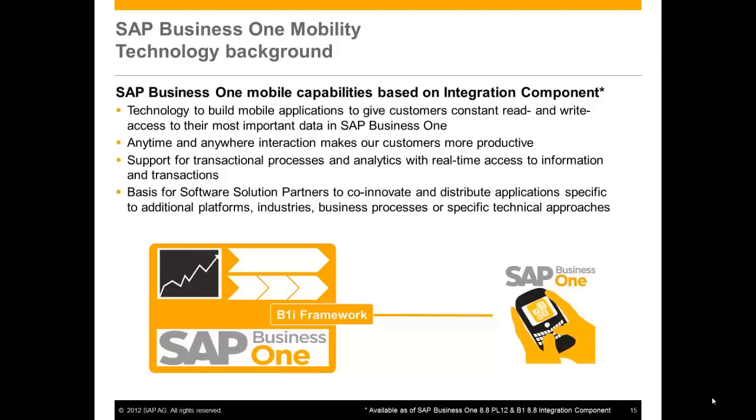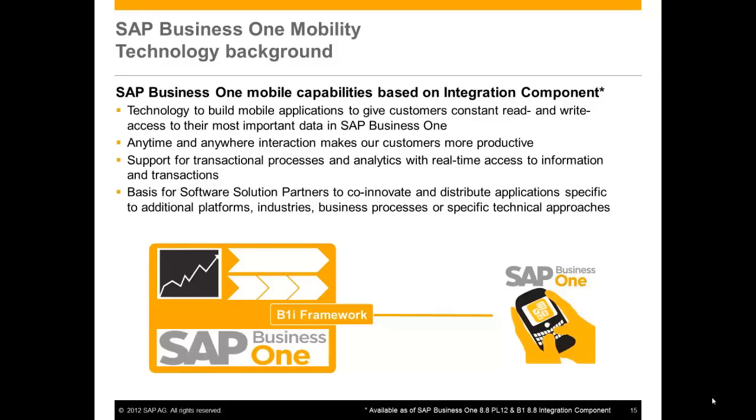The technology for the SAP Business One mobile application is based on our integration component, and it's really designed to enable our partners and SAP, of course, to build mobile applications that give constant read and write access to the important data in SAP Business One. The anytime, anywhere interaction that enables, we believe, and we've heard from our customers, makes them more productive. We're providing support for transactional processes and analytics, and that's giving real-time access to information and transactions. Again, all of this comes from the integration component, and this is available with SAP Business One 8.8 patch level 12 and the Business One 8.8 integration component. So you need to have both of those components loaded.